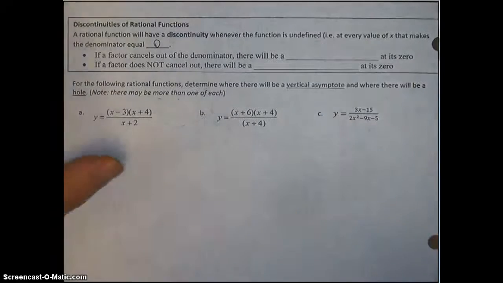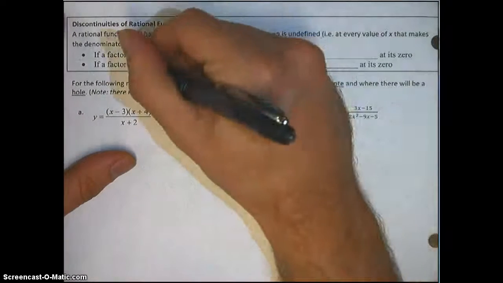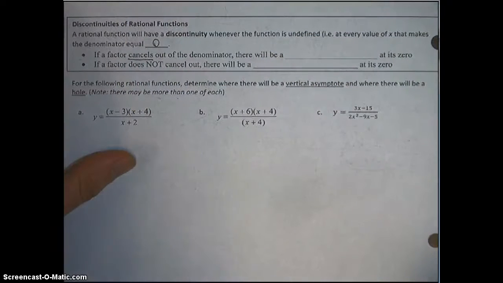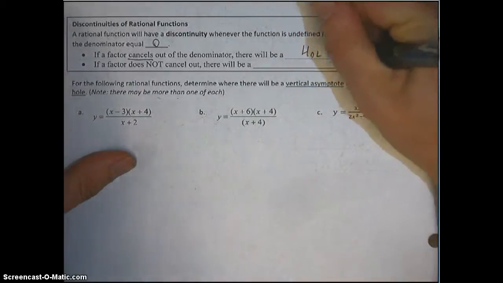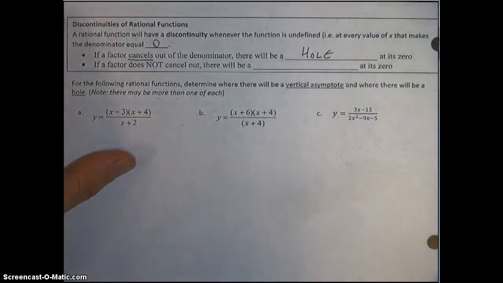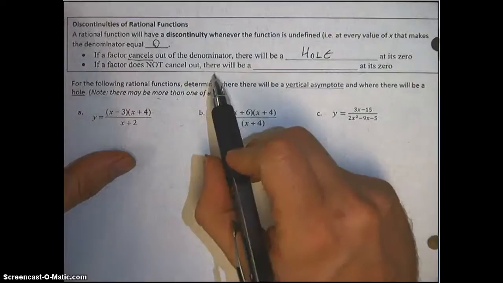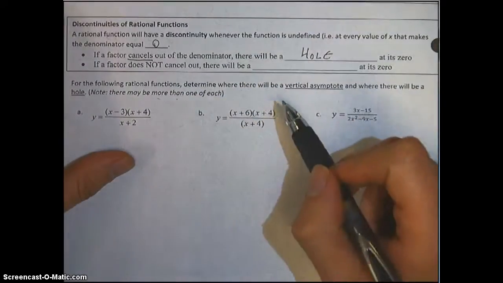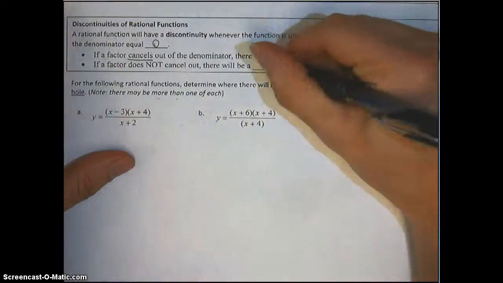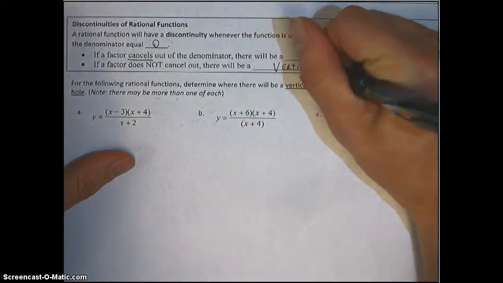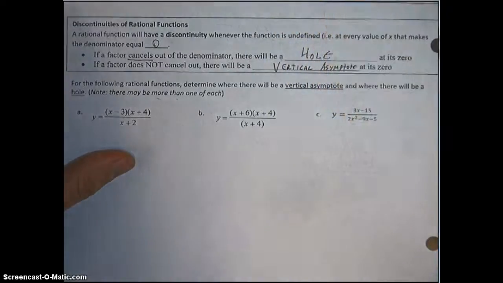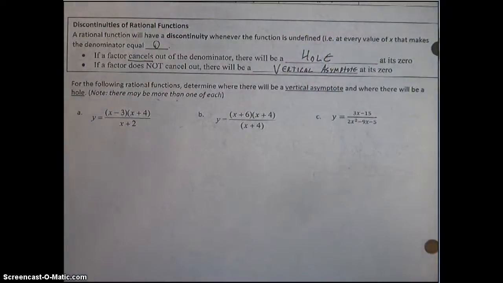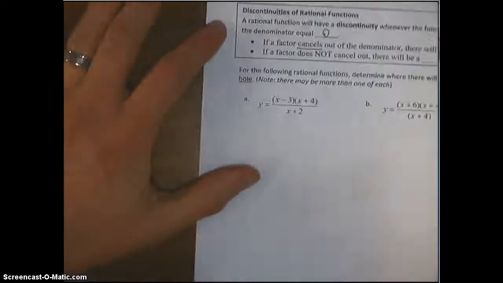Now, a couple of key things you need to remember here. If a factor cancels out of the denominator, there will be a hole at its 0. If the factor does not cancel out, meaning it's still in the denominator, there will be a vertical asymptote at the 0. So let me show you what that means.